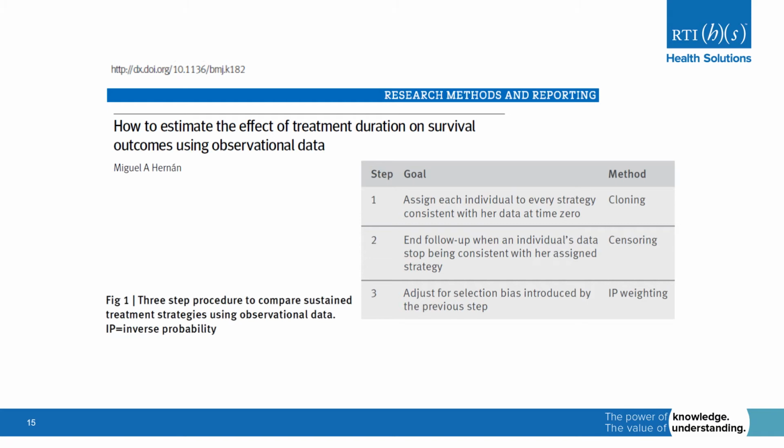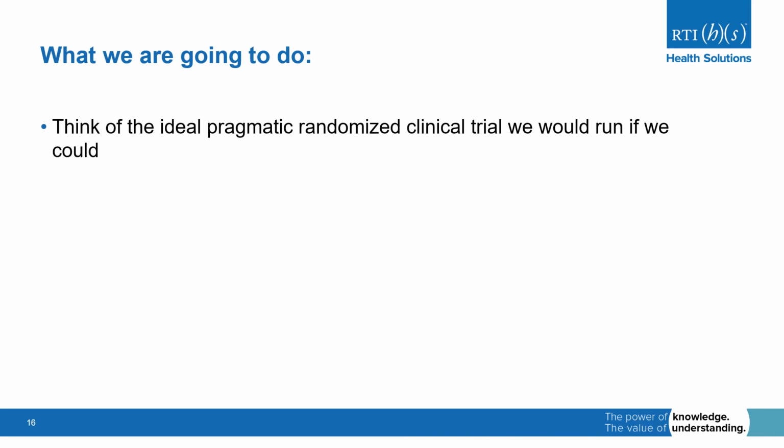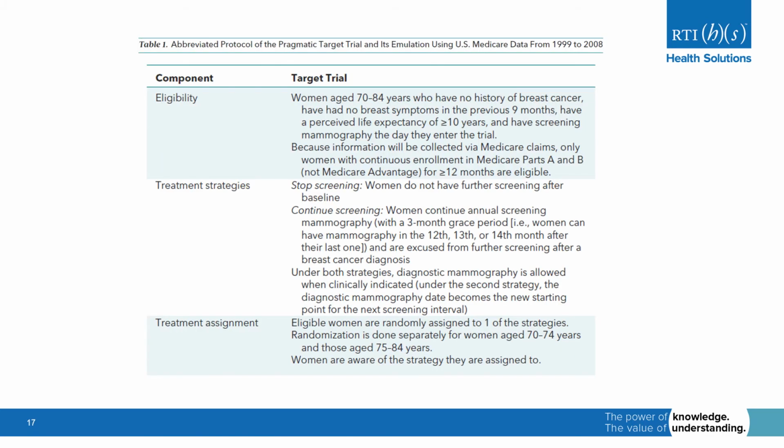Okay, so what we are going to do here is first think about the ideal randomized clinical trial that we would do to answer our question of whether to continue screening or not. And then once we have this synopsis of this protocol written, we will see how we can emulate each component using real world data. Okay, this is table 1 of that publication. In this table 1, we did this exercise of writing what is our target trial, and we're gonna go through it and then we will see how we emulated each component.